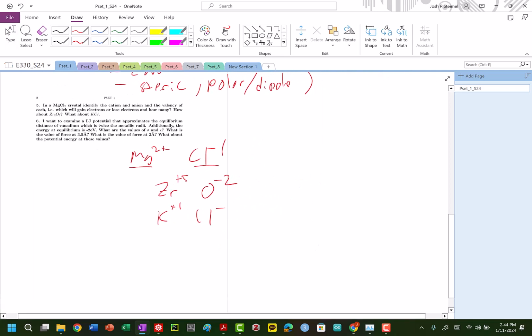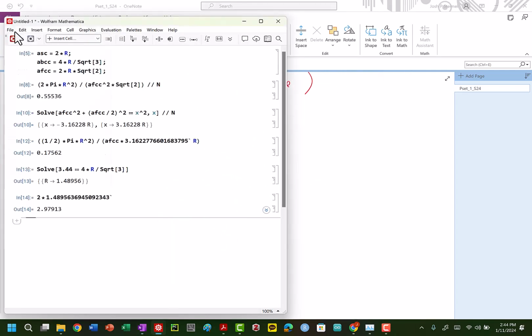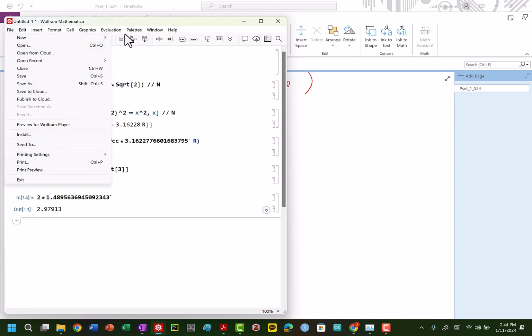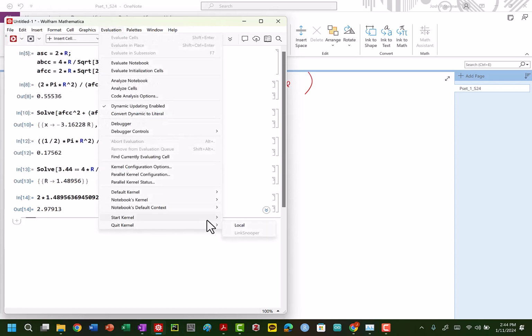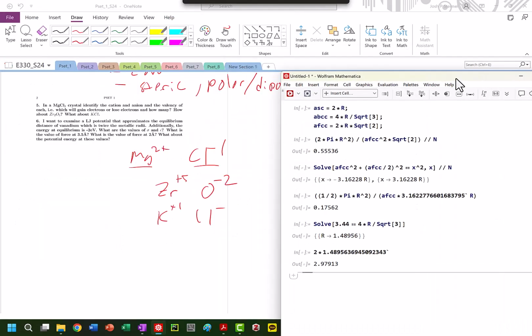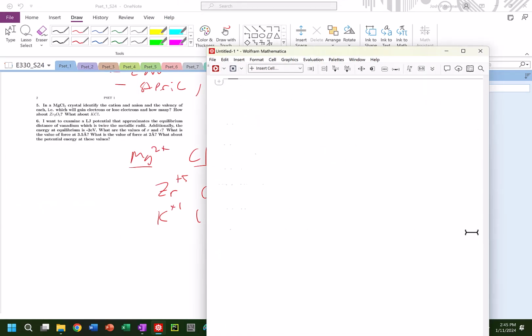Finally, we are going to use, and actually I used this previously, I'm going to evaluate, because again, I don't want any crosstalk. So I'm going to quit my kernel and delete all this. We are going to look at our Lennard-Jones potential. So our U_LJ is going to be equal to 4 times epsilon times (sigma divided by r to the 12 minus sigma divided by r to the 6). So that's our Lennard-Jones potential.